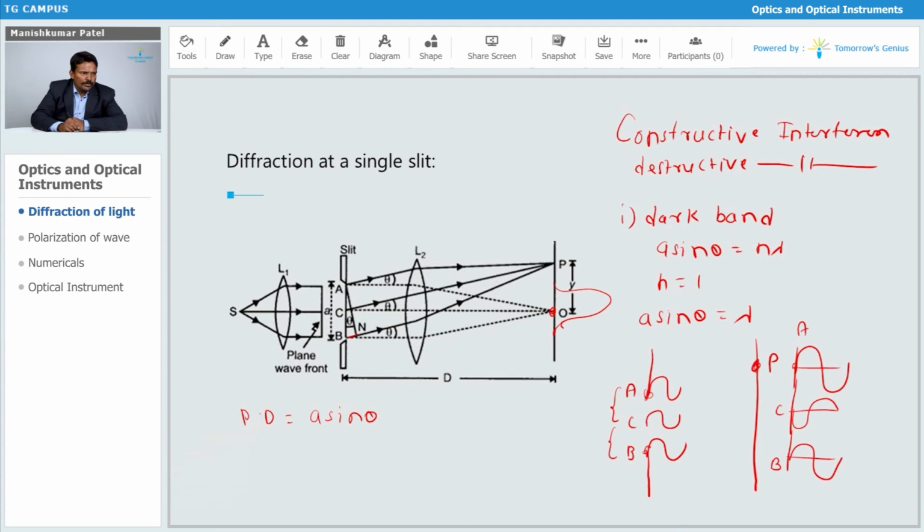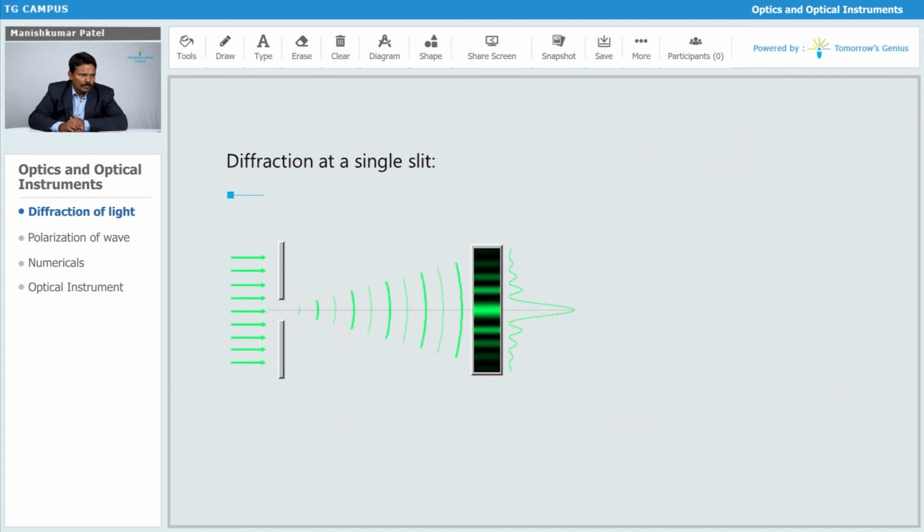So again, for n equals 2, we will divide the slit into two parts, first and second. Again for n equals 2, we will divide the slit into 4 parts. Similarly, you will produce the dark band over here. So now this is how the distribution curve for the diffraction pattern gets produced.